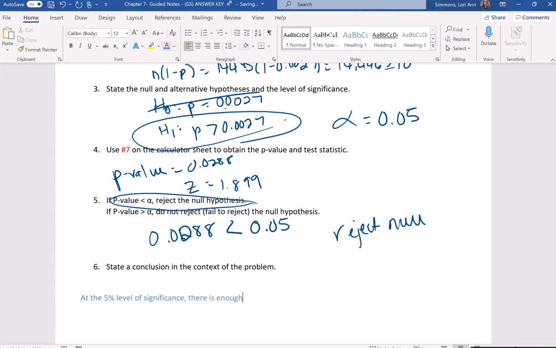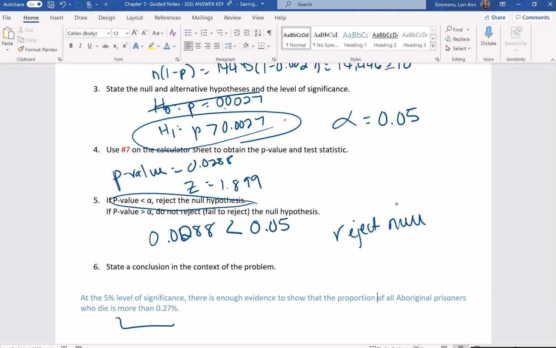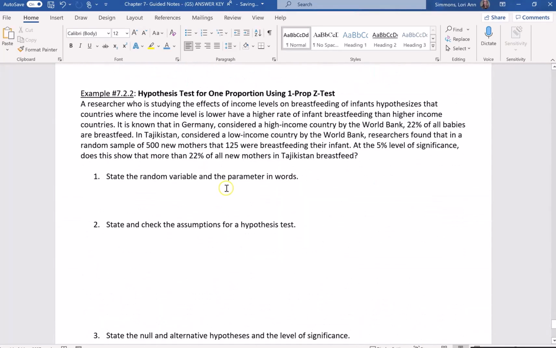There is enough evidence to show that the proportion of all Aboriginal prisoners who die is more than 0.27%. Remember, this last part is from your alternative hypothesis, or HA or H1. Remember, they are the same, two different ways to write those. All right, let's go on to the next.